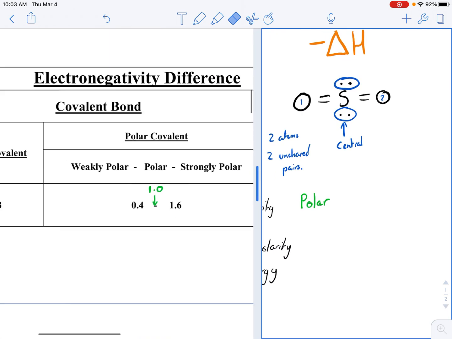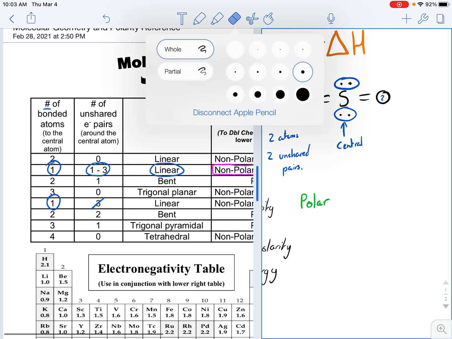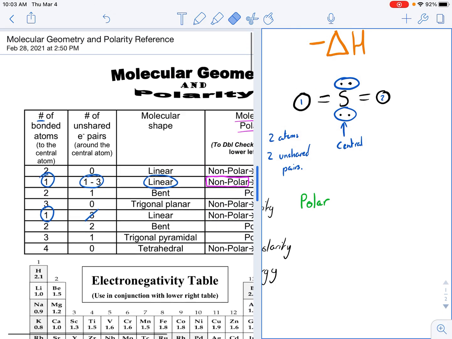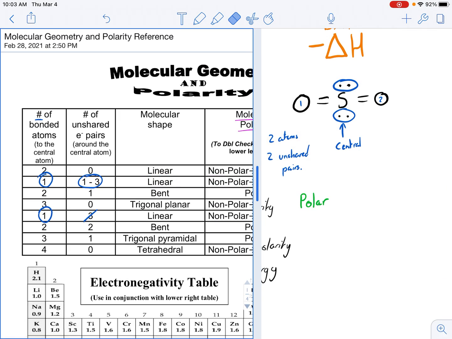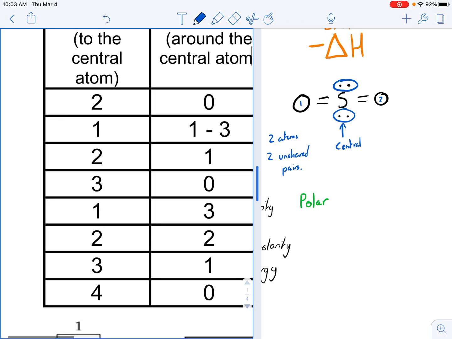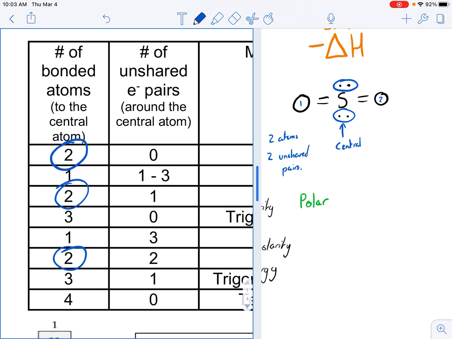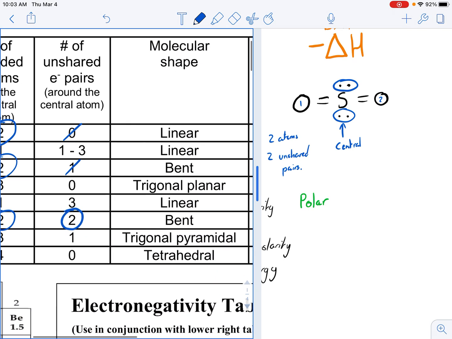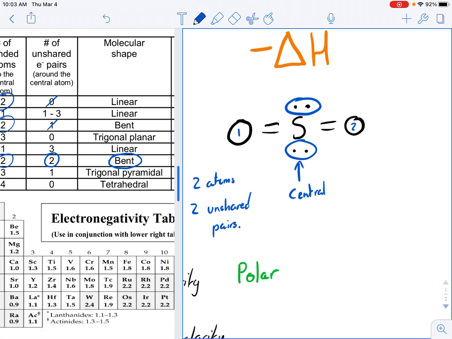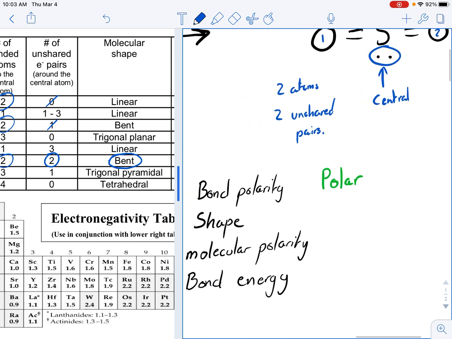All right, so now we go back to our reference table. Okay, so this time we have 2 atoms attached, so it could be this one, it could be this one, it could be this one. Number of unshared electron pairs, it's not 0, it's not 1, it's 2. So our molecule is going to be bent in shape. So we just come down here and we write bent. So our shape is bent.